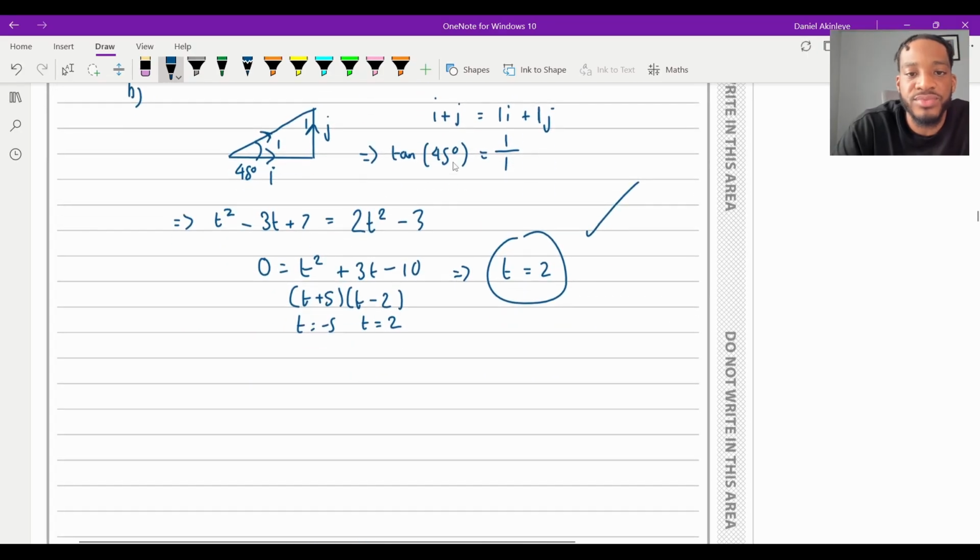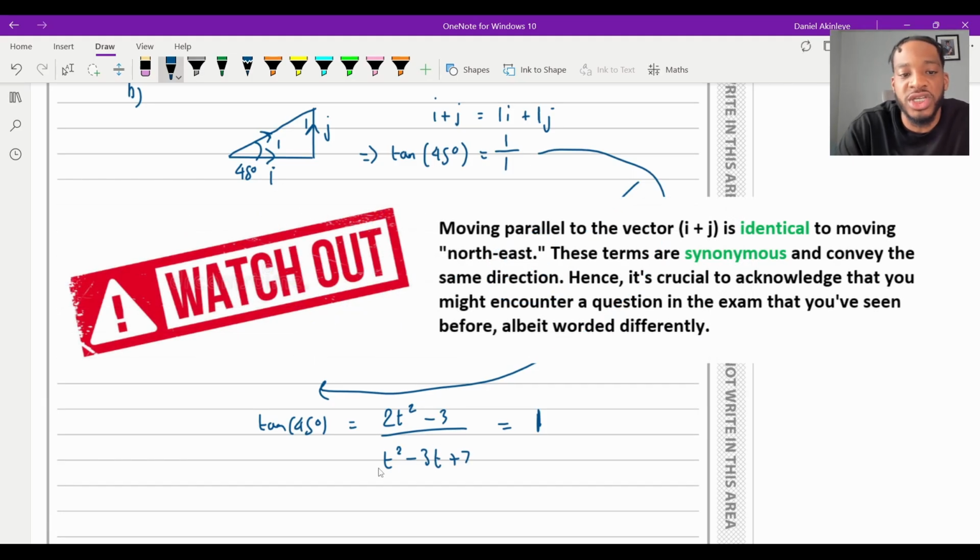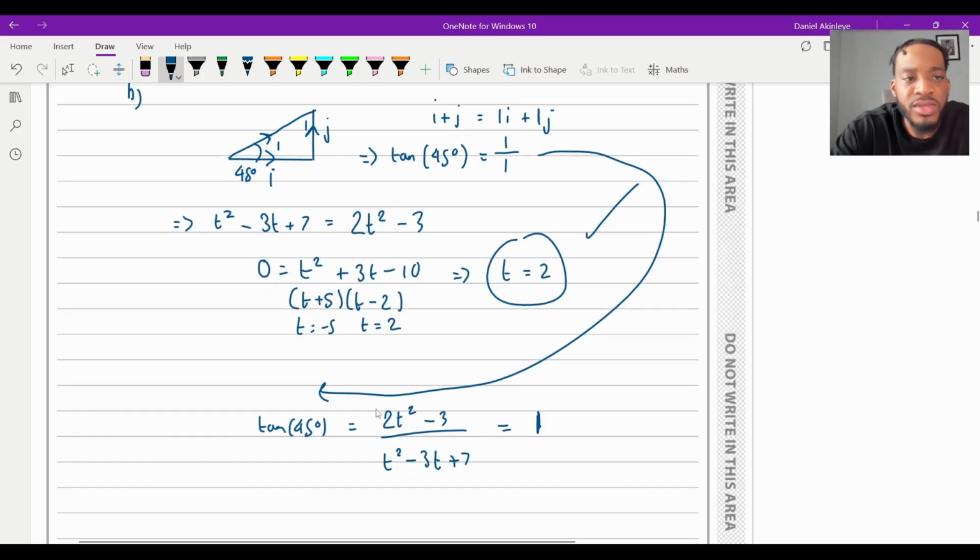I'll just do it here very quickly. Tan 45 would equal the j component, 2t squared minus 3, over the i component, t squared minus 3t plus 7. And we know that tan of 45 is 1, so essentially we're making this equal to 1. If you solve this, you will get exactly what we have here, t equals minus 5 and t equals 2. So this is another way to do part B, just for anybody that did it that way. So yeah, that's fine, we've done that.